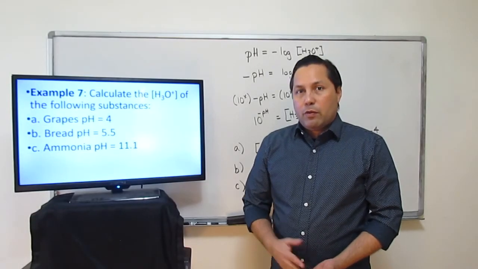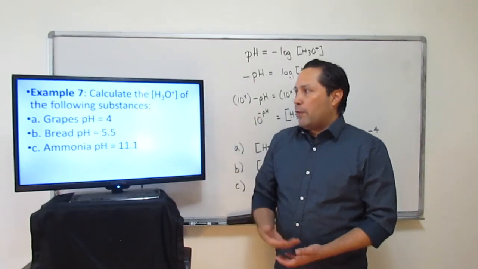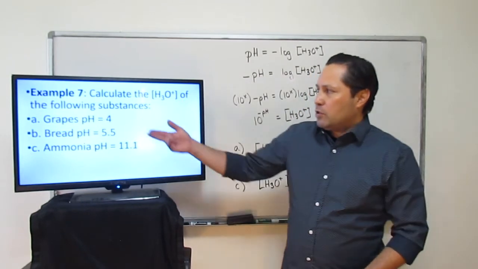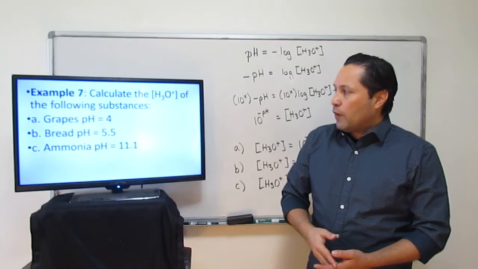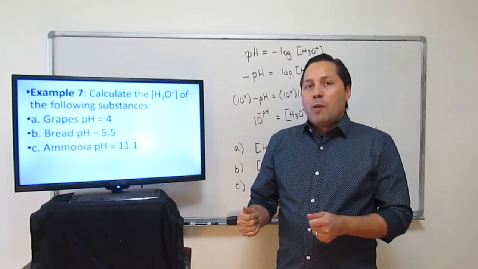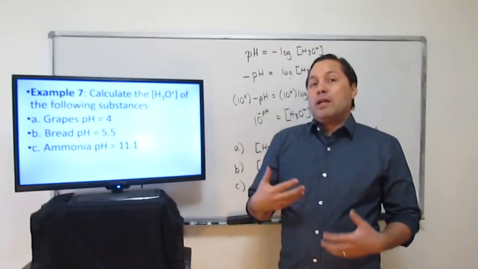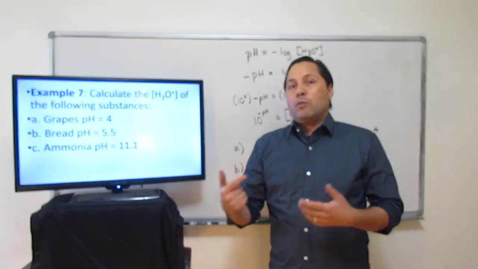In example 7, we're asked the following question. Calculate the hydronium ion concentration of the following substances. Notice that they give us the pH for each one of these: for grapes, bread, and ammonia, which are 4, 5.5, and 11.1 respectively. Now, that is the opposite of the previous problem we have done before. We got the hydronium ion concentration and we solved for the pH. Now they're giving us the pH and we're going to go backwards.